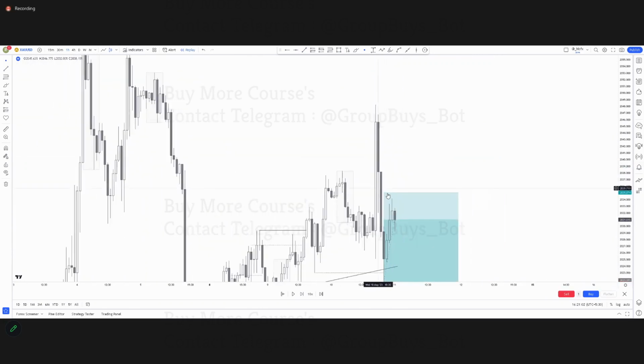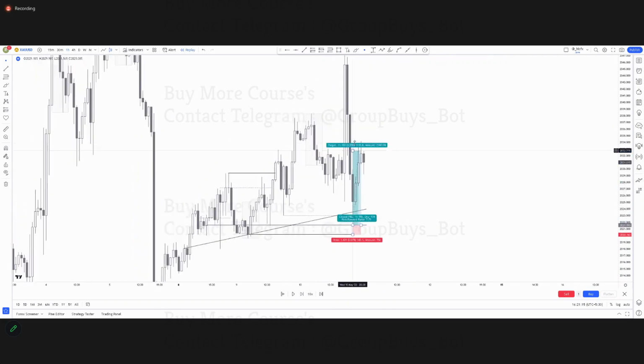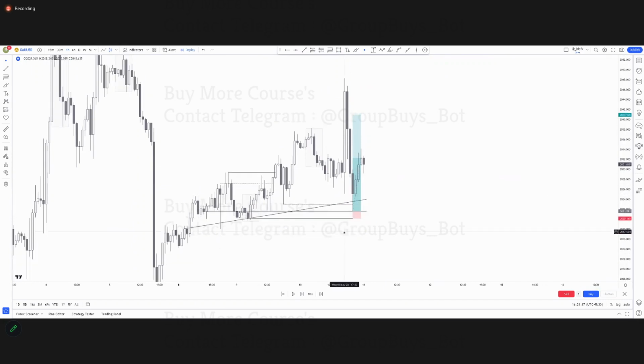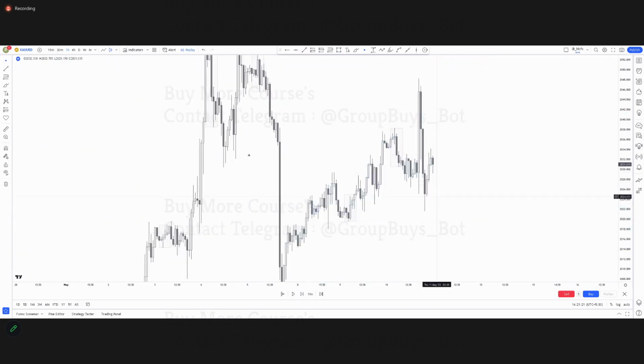And I will try to take my profits at 1,000 points, 1,000 points or 100 pips. I will close 90% of my partials and I will leave a run now. That's how I trade now. So this is a very bad example because we are trading in the middle of the session. I will give you good examples.